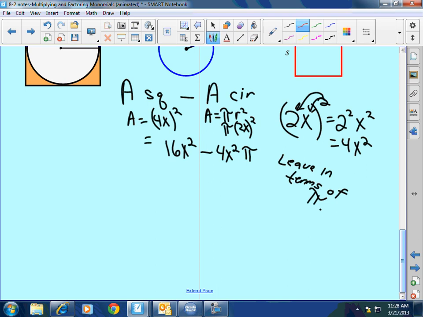Talk to me. Okay, that is completely wrong, sir. You cannot add 16x squared minus 4x squared pi because they're not like terms. But what you can do is factor out the GCF of 4x squared. Guys, if I factor it out, I factor it out from every single term. So I'm left with 4 minus pi. And of course, units squared, because it's an area.